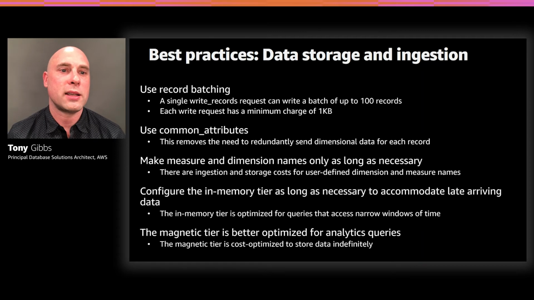The last is to configure the in-memory store for the length of time that you have late arriving data. So if you have late arriving data that's arriving 4 hours old, that sort of thing, you'll want to configure that in-memory tier long enough to deal with that. But you'll want to keep it as short as you need based on your query patterns as well. There's a little bit of a balance there, but keep that as low as it needs to be, and understand that the magnetic tier really is high performing for those analytics queries.